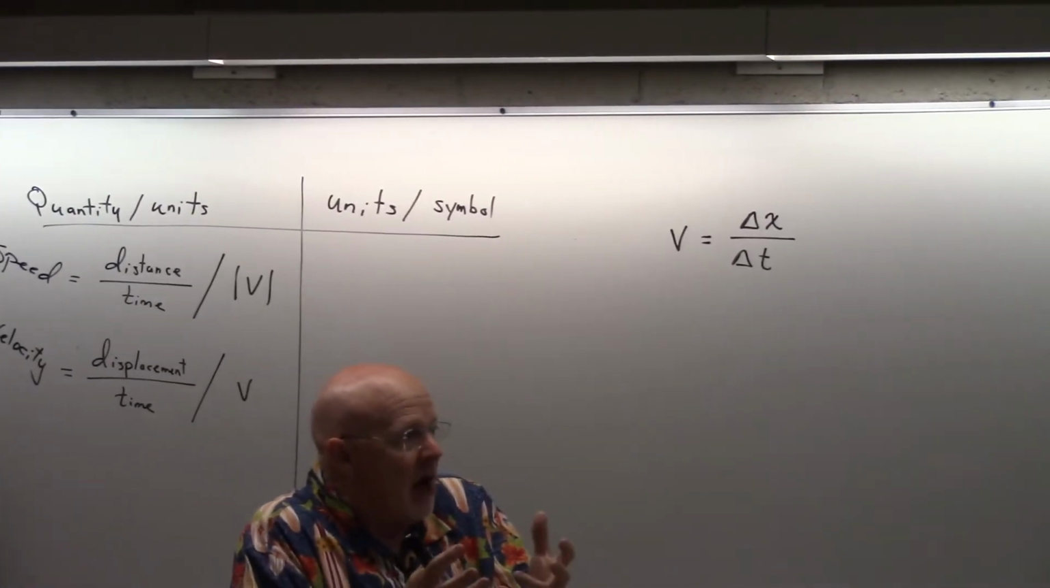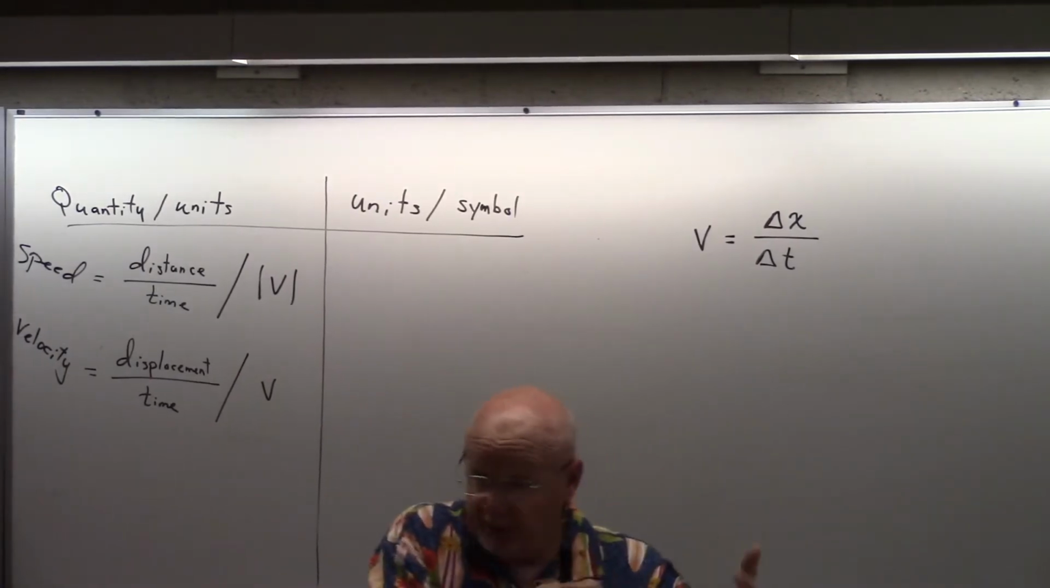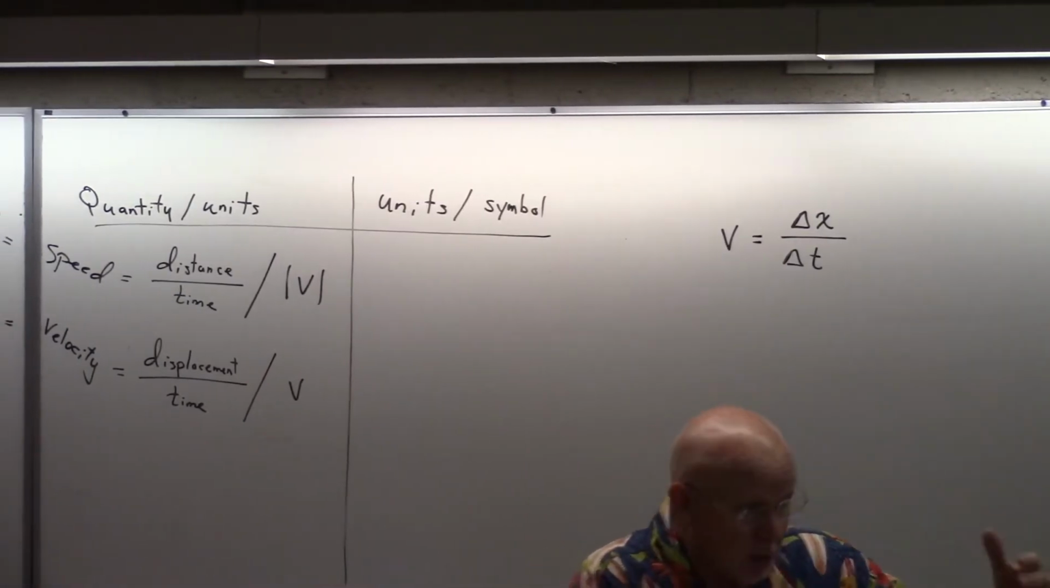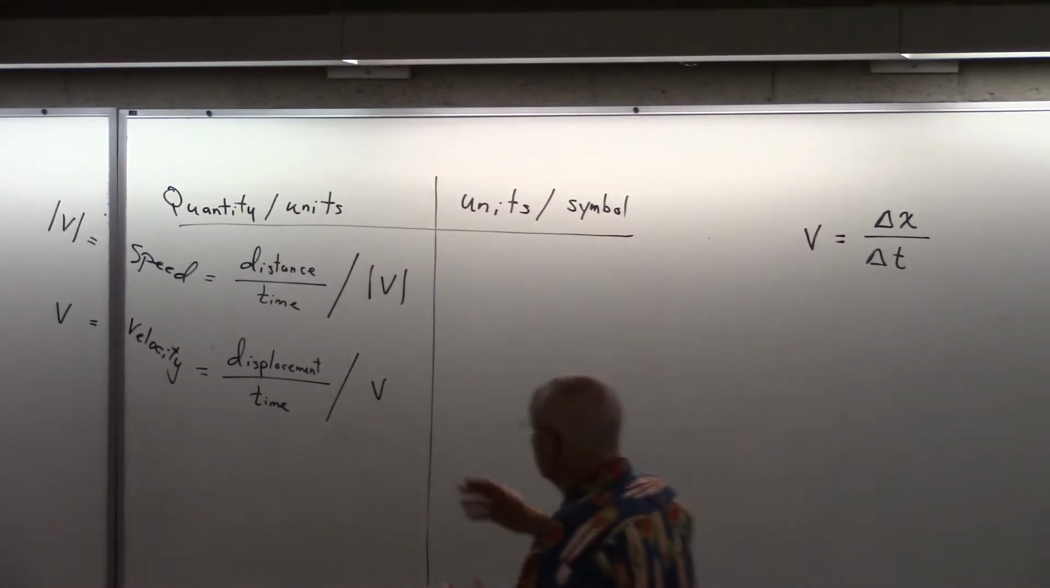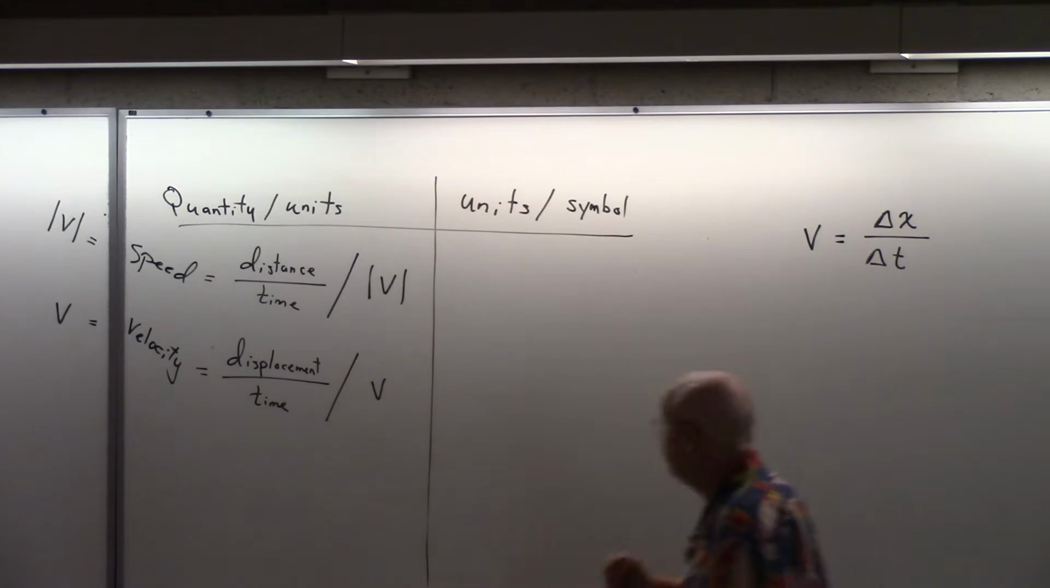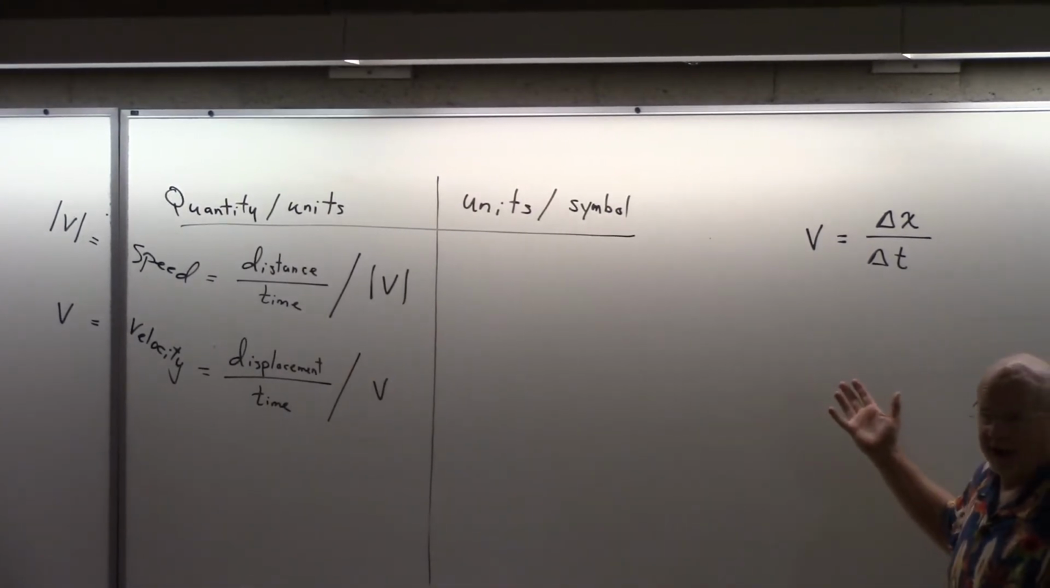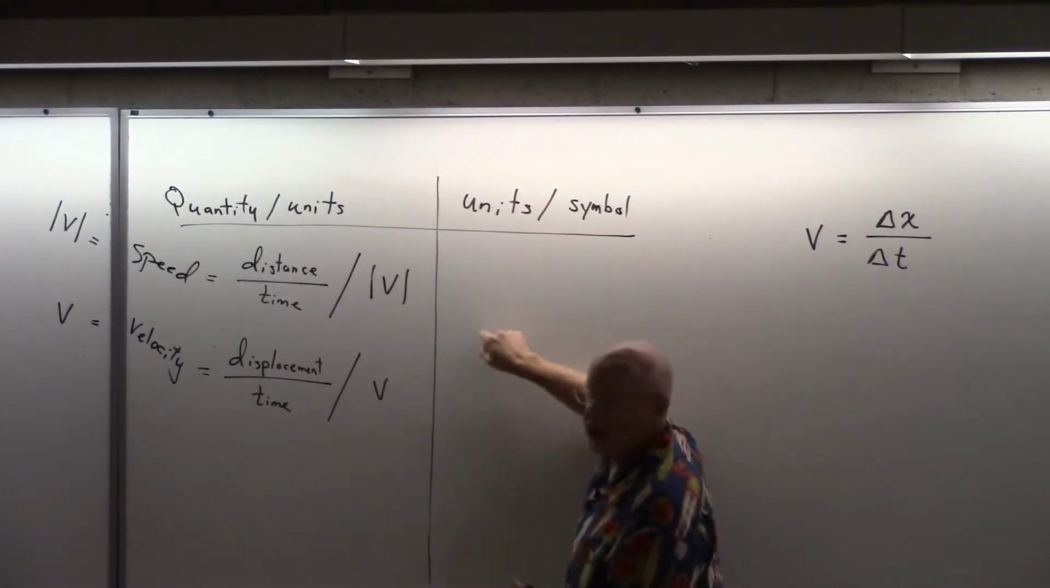You have a thought of, okay, that object is changing its position. How quickly did it do it? So it's a rate, so I'm going to divide it by time. And so the first step is you got a new quantity. The second step is you got a new formula. The next step then is what would be the units for that?